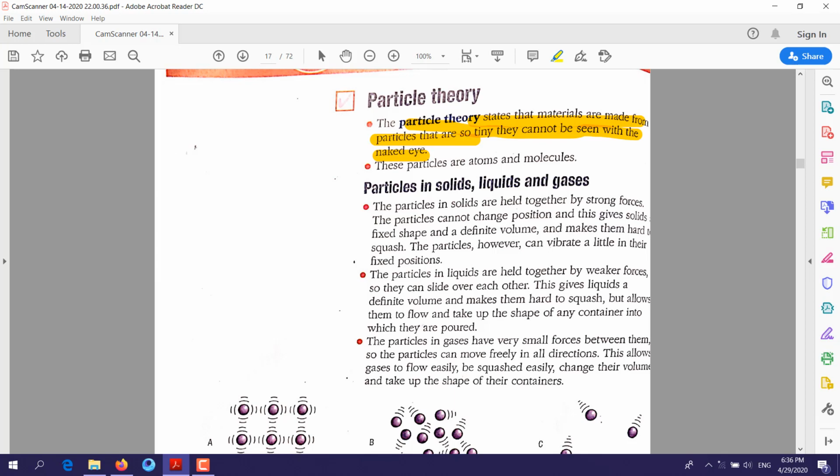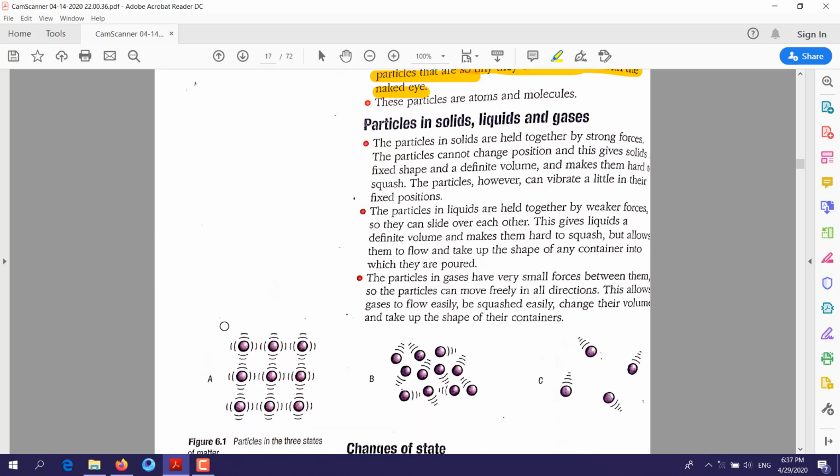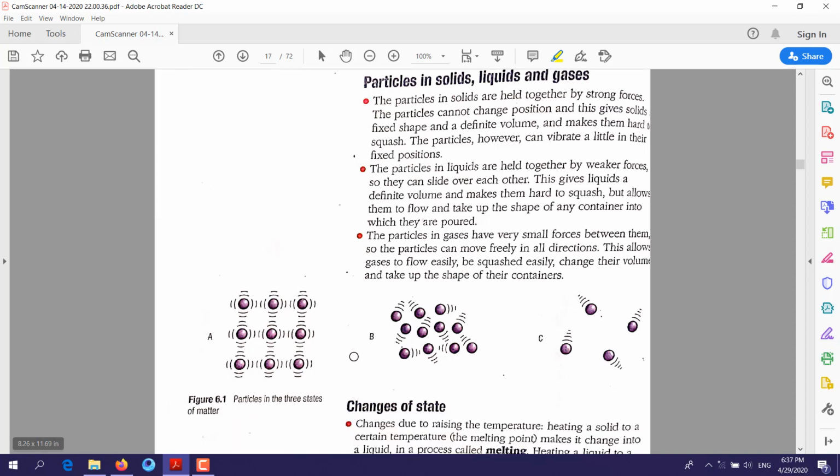But what is the difference between solid, liquid, and gas? The difference between solid, liquid, and gas is the way of arrangement, the way in which the atoms are arranged. Now, if you take a look at these three diagrams, A, B, C, you will see we have the same atoms, but they are arranged in different ways.